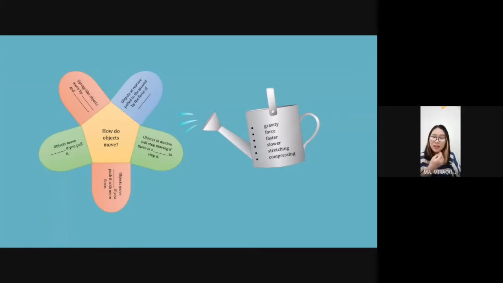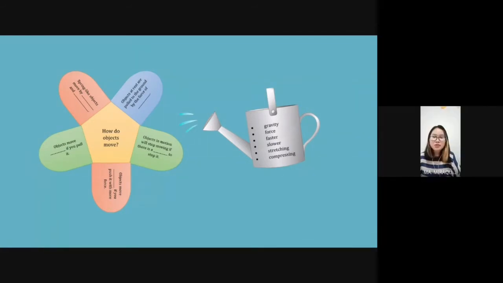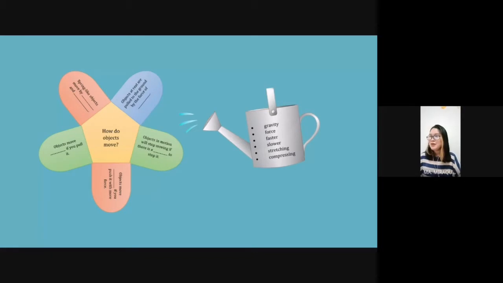And our third superhero, who wants to do it? Pick a petal. Go ahead. Objects move blank if you pull it. Slower. That's right, it will move slower. Thank you very much. For our second to the last petal, we're almost done. Berenice? Spring-like objects move by blank and blank. The answer is stretching and compressing, teacher. Very good. I can see that you can still remember our previous lesson.